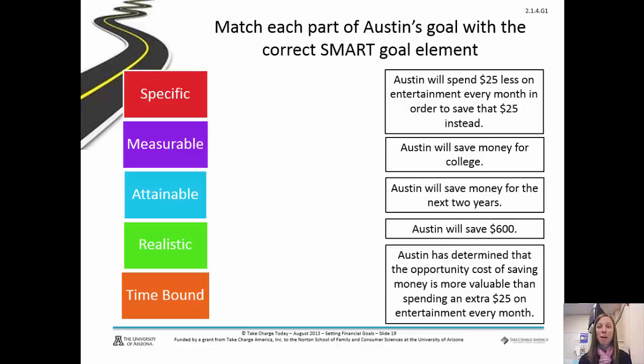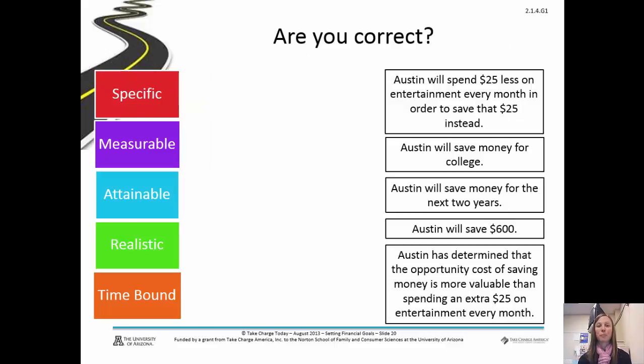So I want you to pause the video. I want you to look at these choices and try matching up the correct parts with each. Then I will show you the answer, but try it once, pause it, and then open it back up. And here you can then see if you are correct. Hopefully you have really paused it.